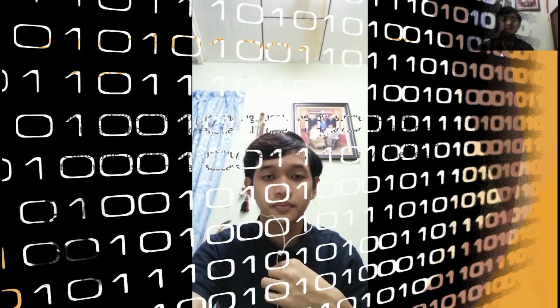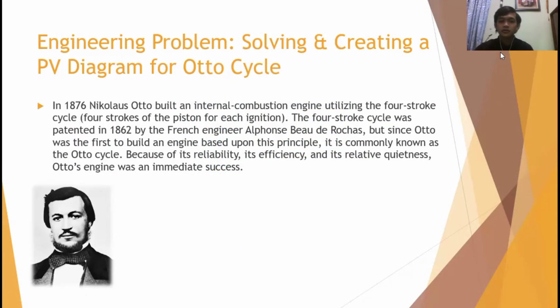I would like to present my part, which is the engineering problem. Engineering problem, solving and creating a PV diagram for Otto cycle. In 1876, Nicholas Otto built an internal combustion engine utilizing the four-stroke cycle, four strokes of the piston for each ignition.